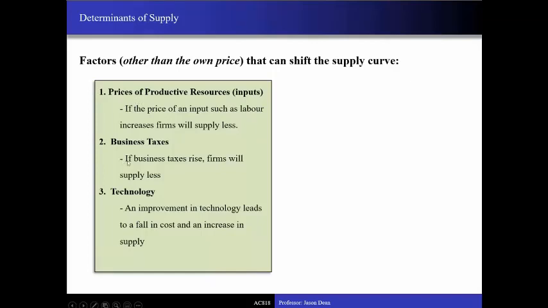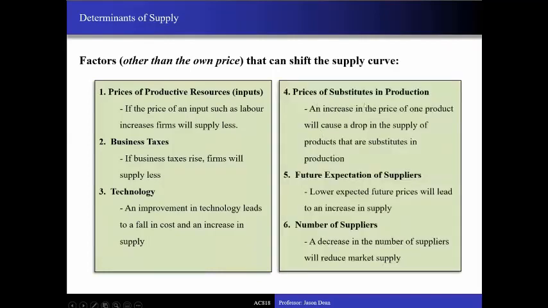There's an increase in taxes, that would shift it to the left. If there's an improvement in technology that affects productivity, that would shift the supply curve to the right. Prices of substitutes in production is another thing.